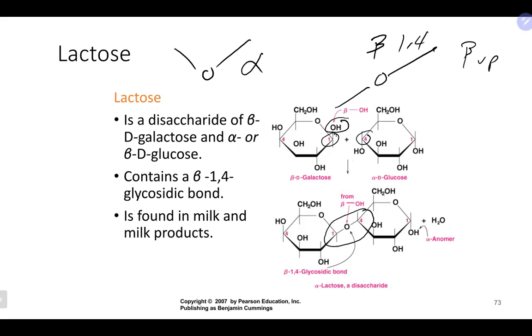People perhaps have trouble breaking that bond in lactose intolerance. We have that OH group on the bottom there, which would make it an alpha. So once again, you do need to know lactose is made up of galactose and glucose and held together by a beta 1,4 glycosidic bond.